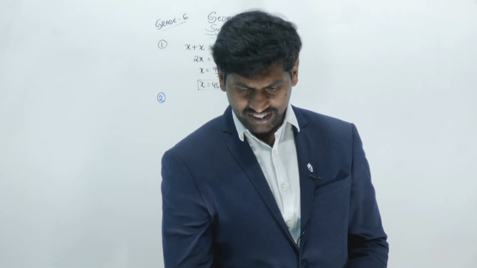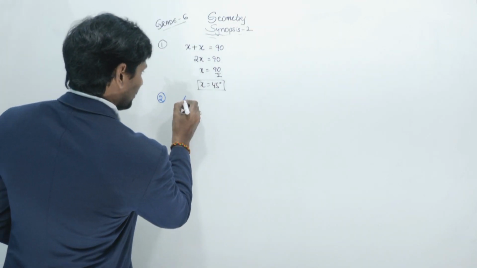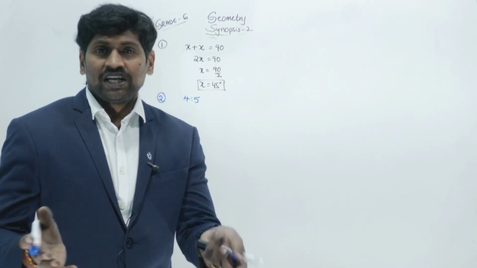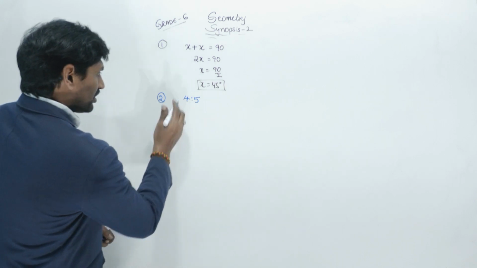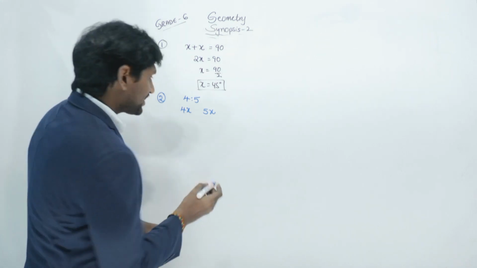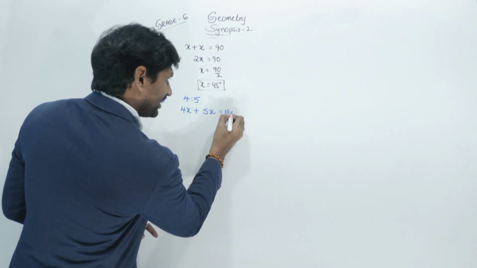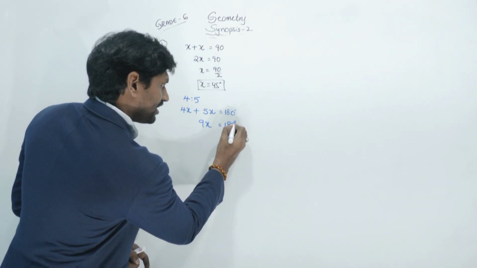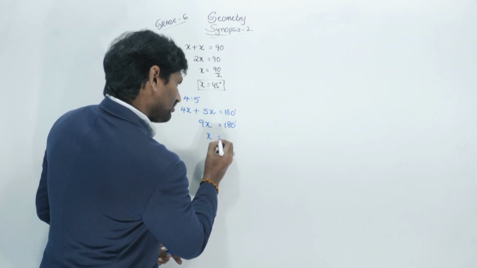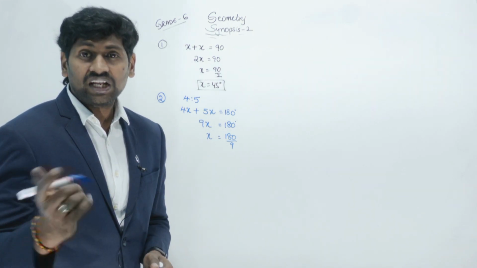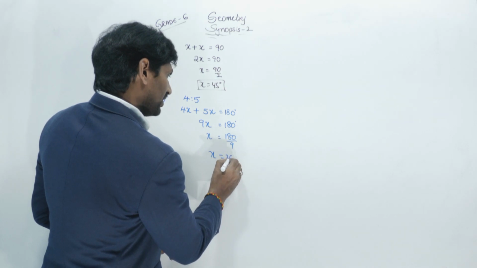The second problem is given that two supplementary angles are in the ratio 4:5. Supplementary angles means what? Sum of two angles 180 degrees. Now its ratio is given. I am taking that the first angle is 4x and the second angle is 5x. We already discussed that the sum of two angles becomes 180 degrees. 4x plus 5x is nothing but 9x. So 9x equals 180 degrees and x equals 180 by 9. Why have I taken 180 degrees? Because these two are supplementary angles. So x value is 20 degrees.